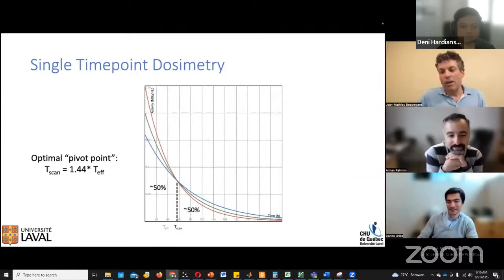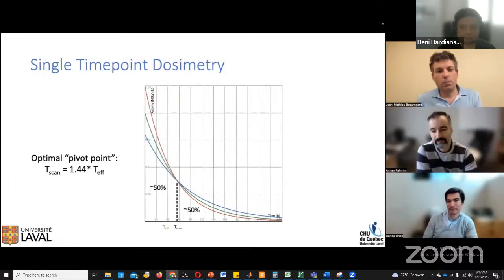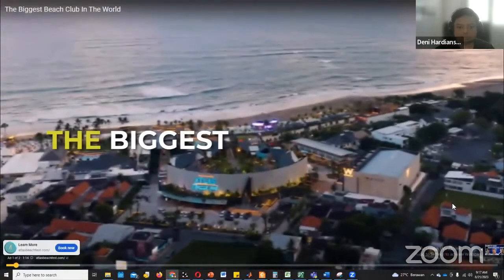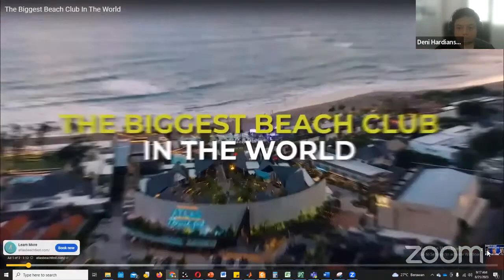Yeah, well, for quite the last few years, the single time point dosimetry has been a very hot topic. It has been the first publication in 2018.